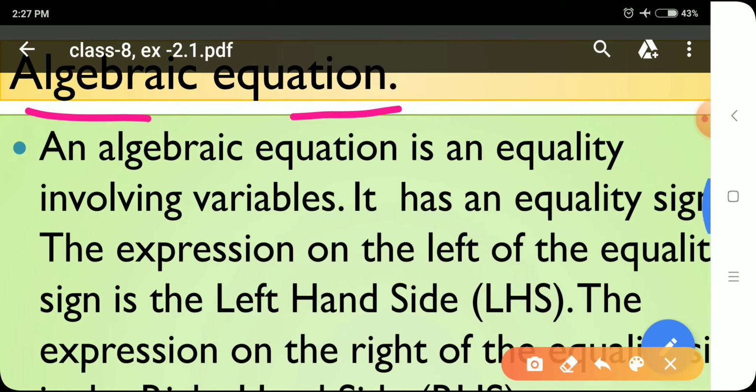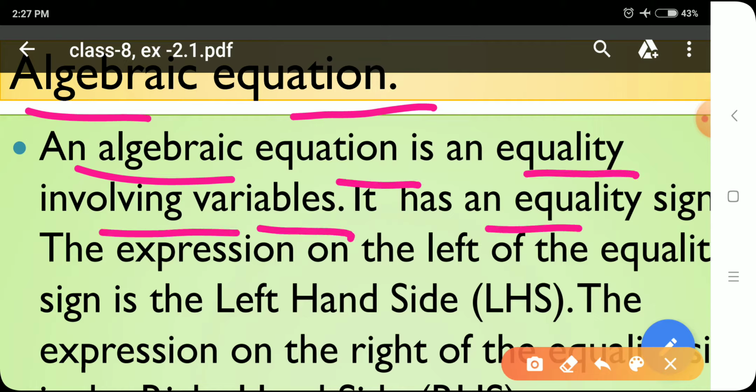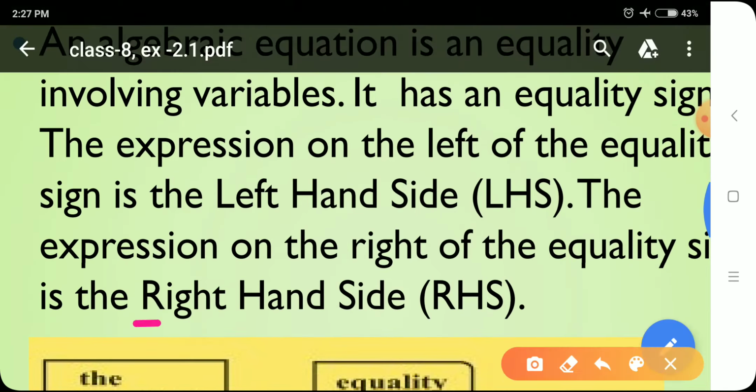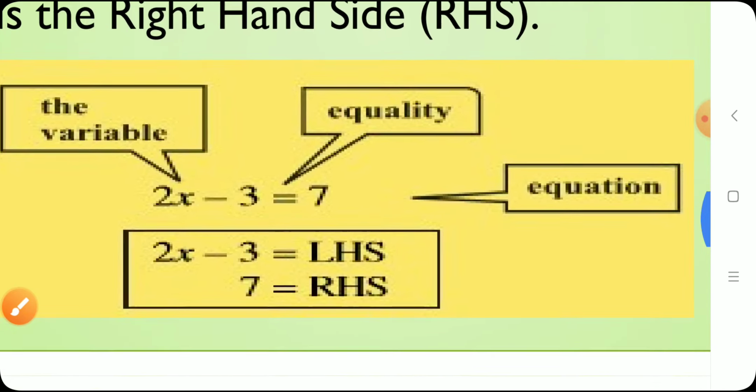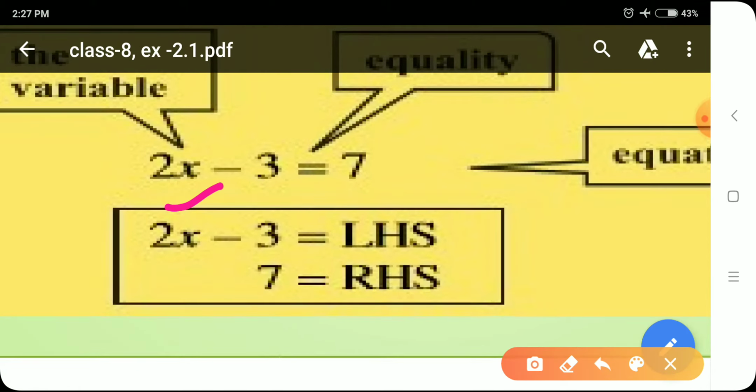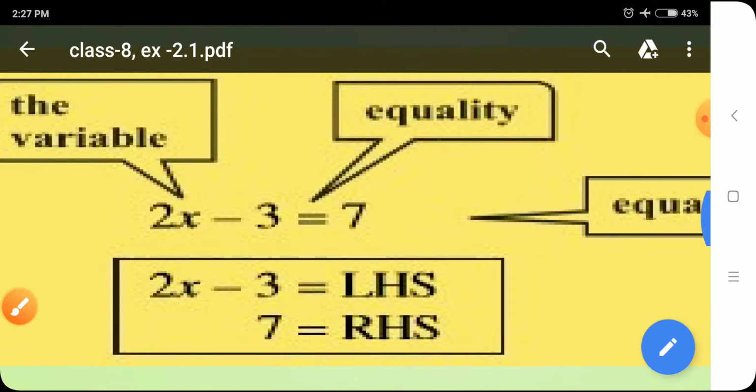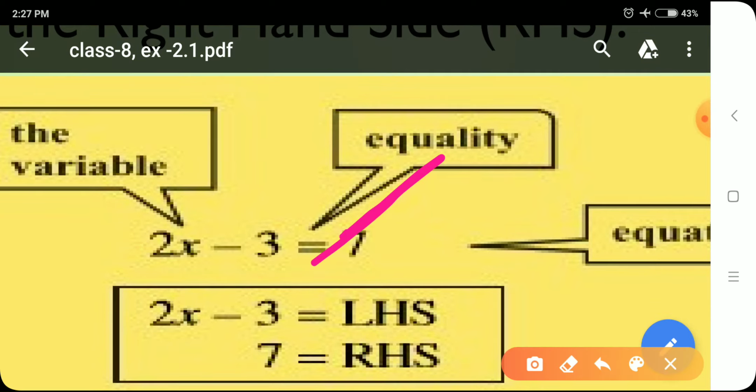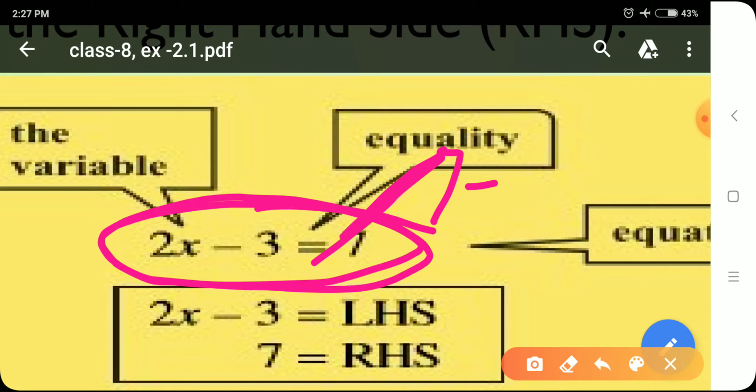Next is algebraic equation. An algebraic equation is an equality involving variables. It has an equality sign. The expression on the left is the left hand side, and the expression on the right is the right hand side. An algebraic expression is given to you along with an equality symbol. This is the sign of equality, and this total is an algebraic equation, because an algebraic equation is an expression with an equality sign.